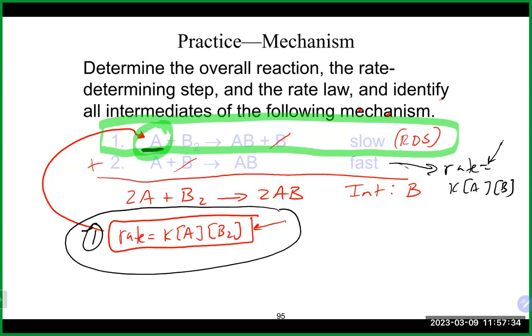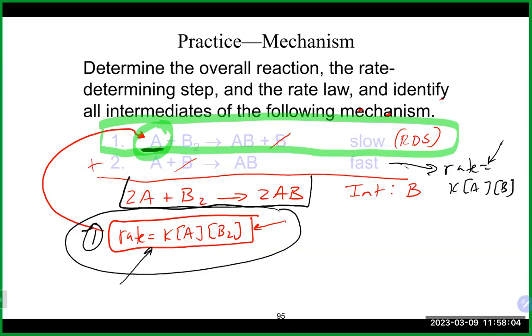Other questions? The overall reaction is this right here when we add both of the steps together. The rate law would be this guy. And even if it's given, it should also match the slow step if it's a good mechanism.